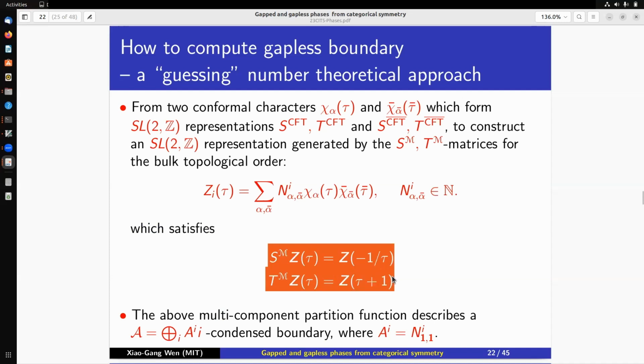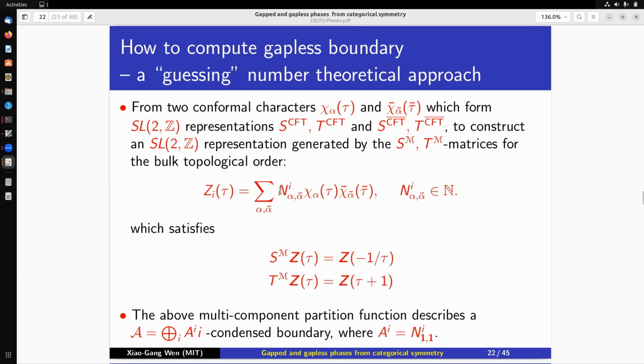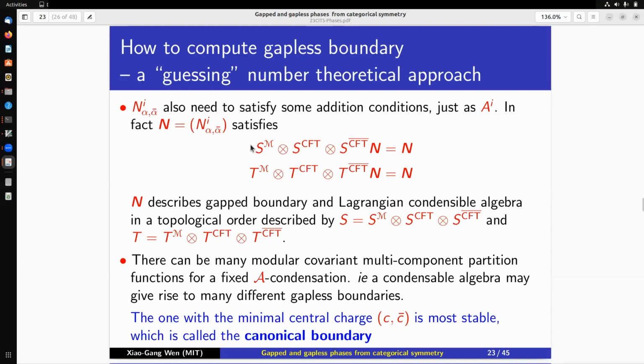This condition gives rise to a condition on this rank 3 tensor. We can view the rank 3 tensor as a rank 1 vector, just by flattening all three indices. And when you do that, that condition can be viewed as this one.